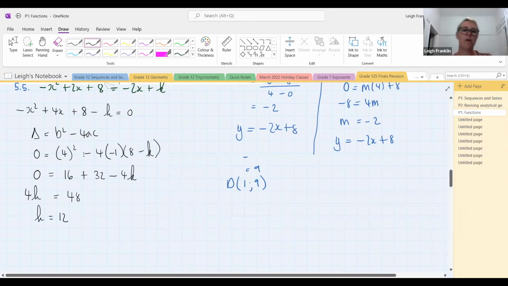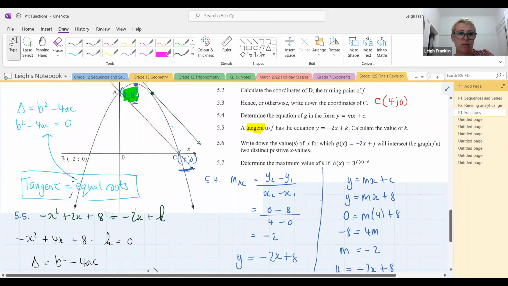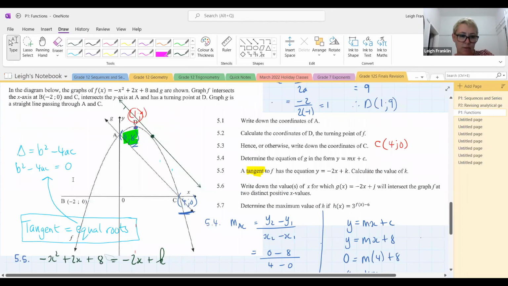All right, so when the line y equals minus x plus k touches the parabola once, its y-intercept is at 12. That's what we've calculated. Does that make sense to everyone?